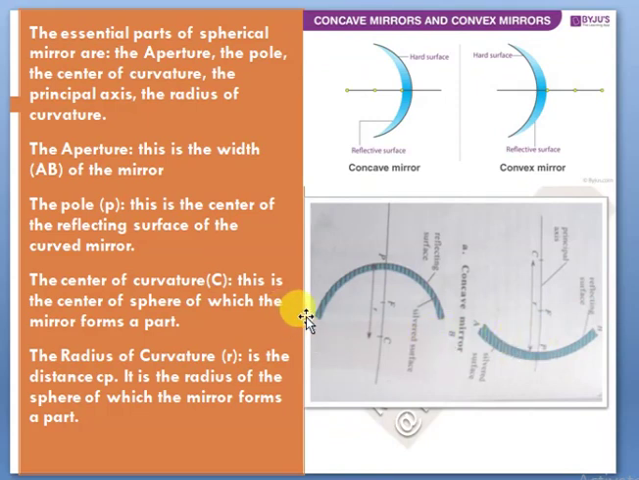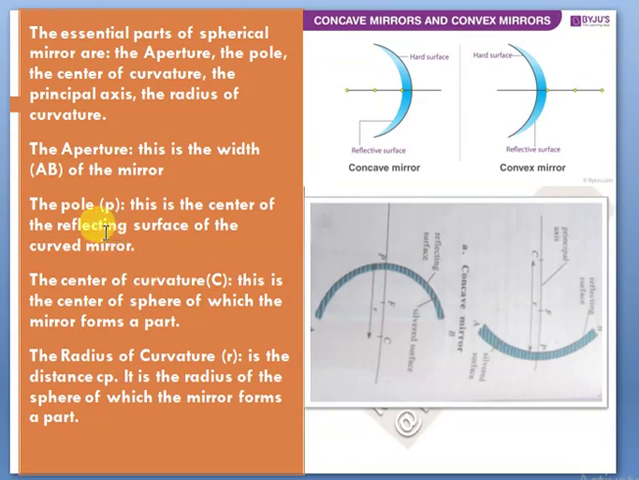Now let's look at the convex mirror. The outer part is the reflecting part for your convex mirror. Now look at the reflecting part, the outer part. So you can see the pole P at the center of the reflecting part of the mirror.